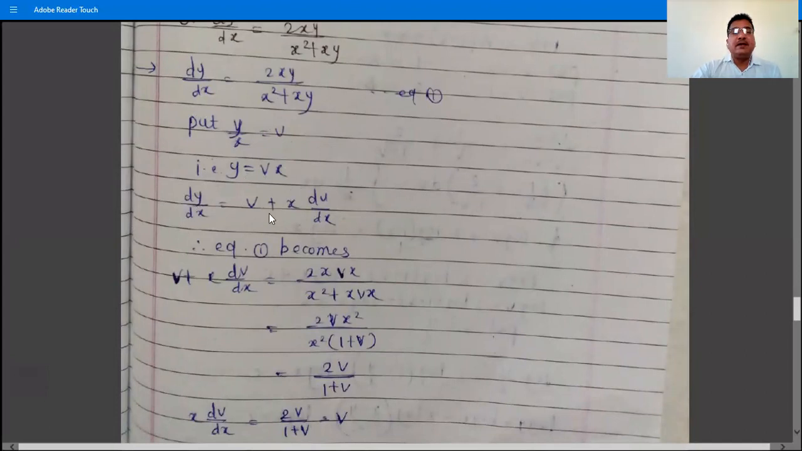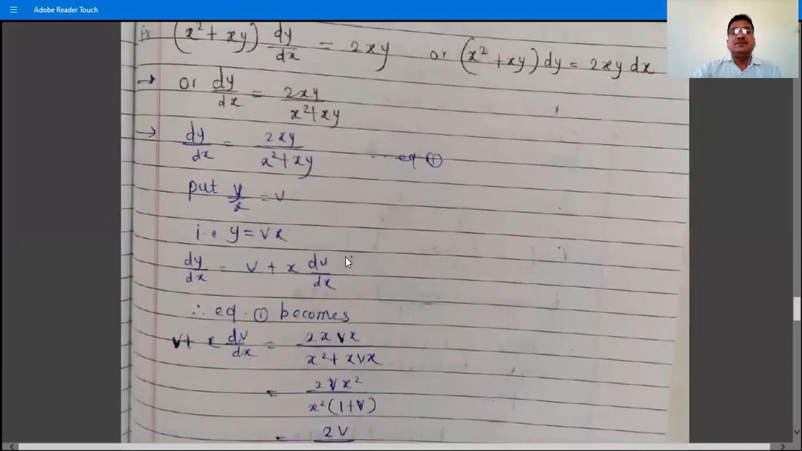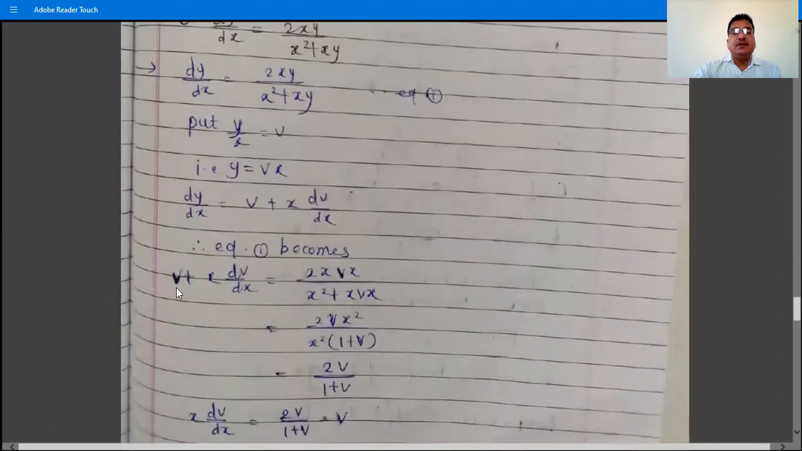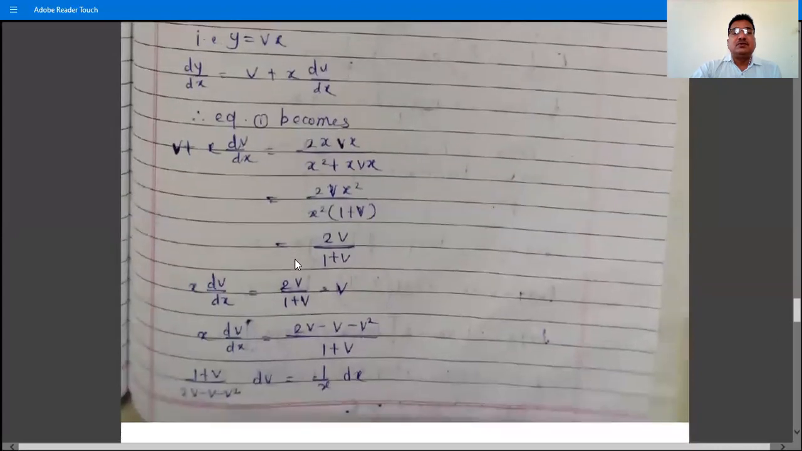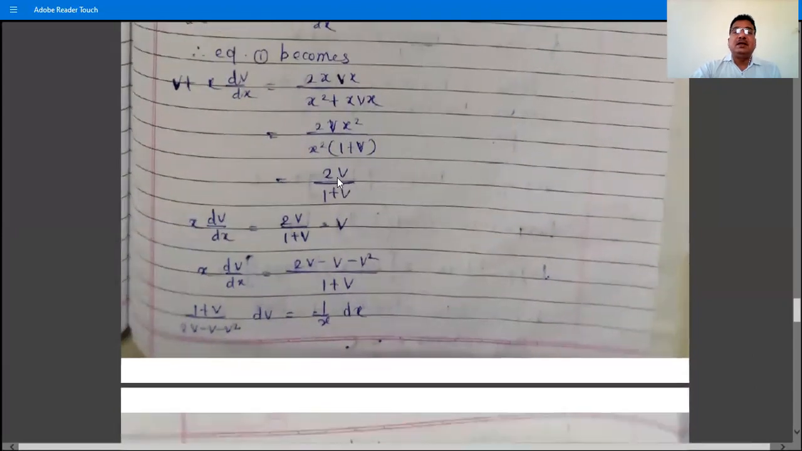And therefore dy by dx is equal to, using the product rule, v into derivative of x which is 1, plus x dv by dx. Then equation 1 becomes, substituting these values in equation 1, v plus x dv by dx is equal to 2x vx divided by x square plus x into vx. After simplification, 2v x square, take x square as common, 1 plus v, then cancel x square, so we have 2v divided by 1 plus v.